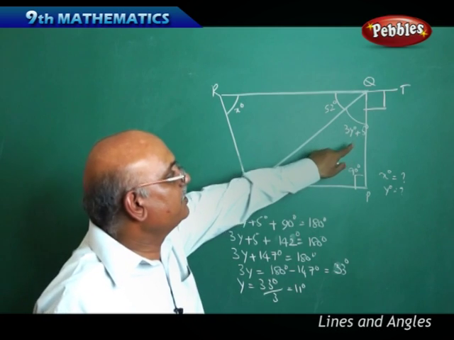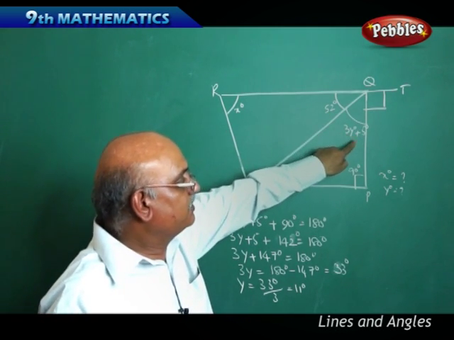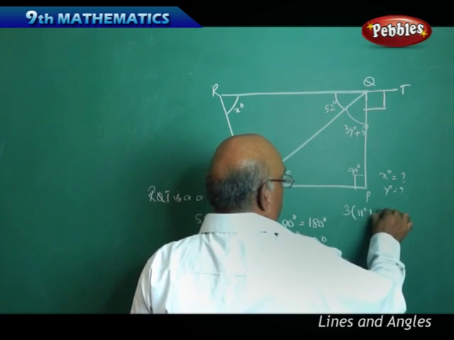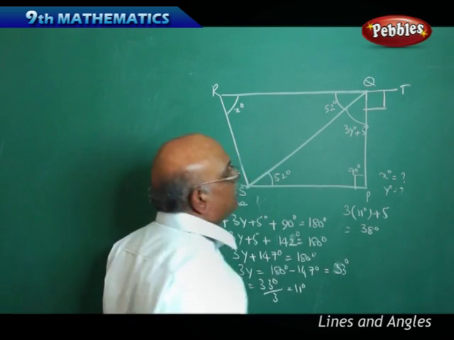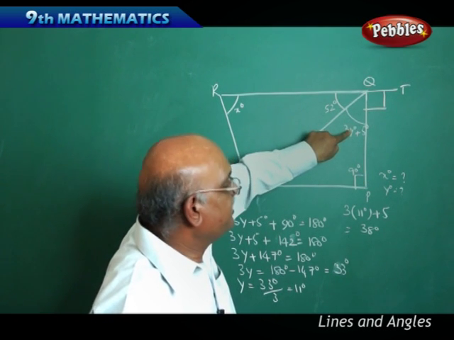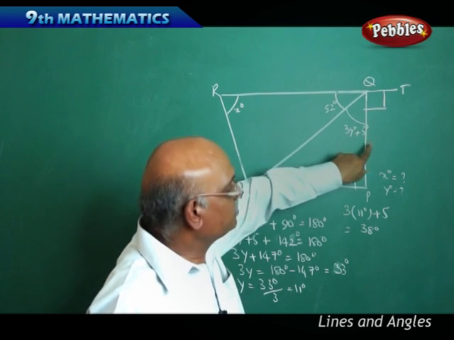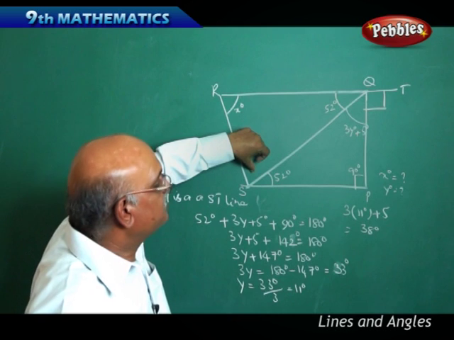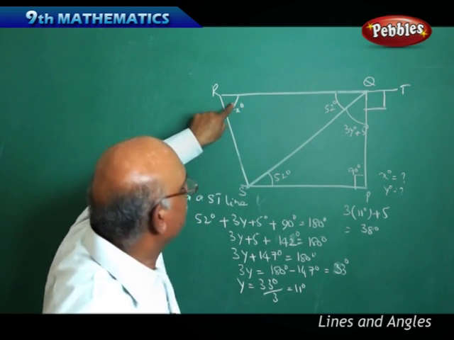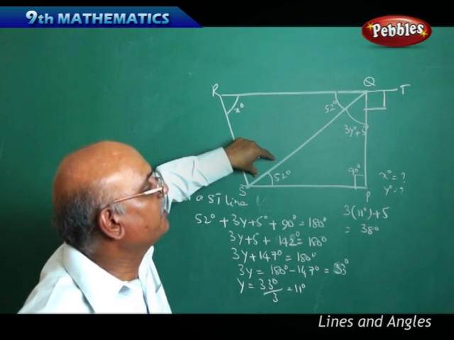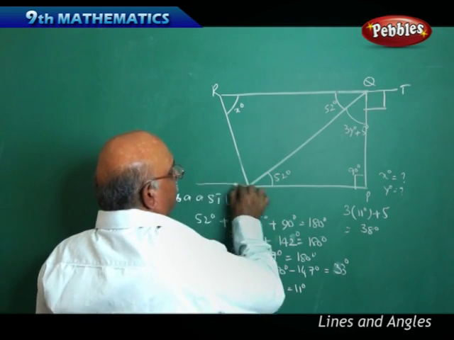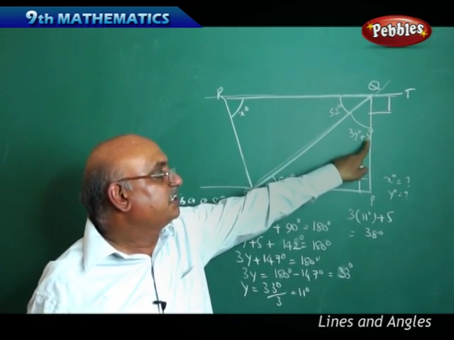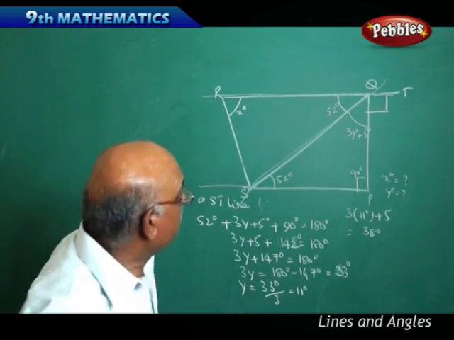We got the y value. This angle, 3y plus 5, will become 3 into 11 degrees plus 5, that is 33 plus 5, 38 degrees. If this is 90 degrees, this is 38 degrees, this is 52 degrees, this total angle is equal to 90 degrees. Now we don't know what x degrees is, and we want to find out this angle also. If these are parallel lines and this is the transversal line, whatever angle we have here, the same angle is applicable here.